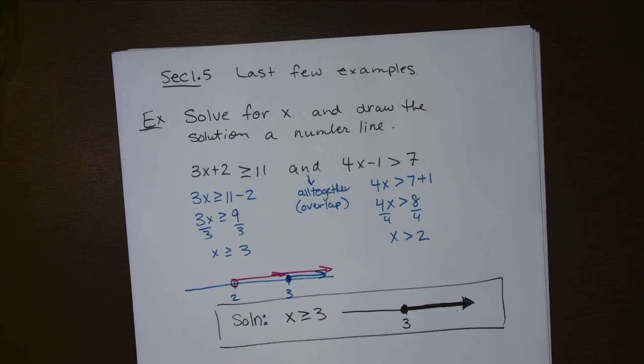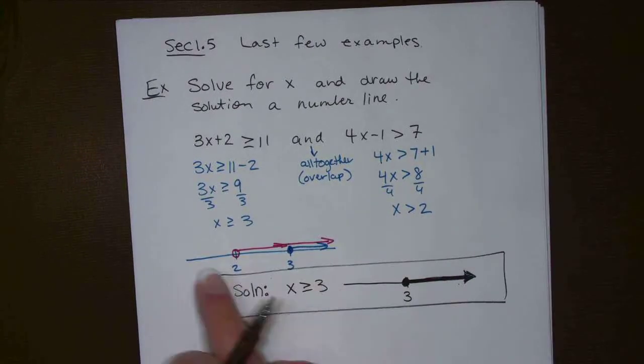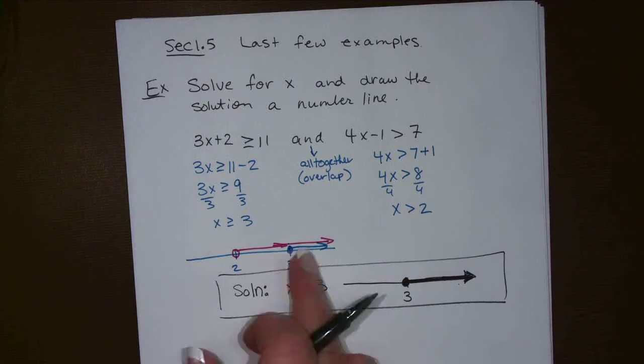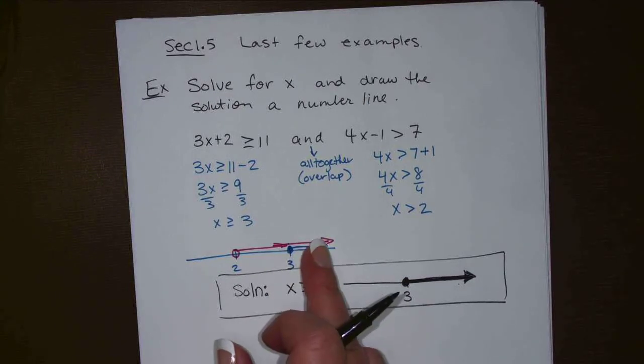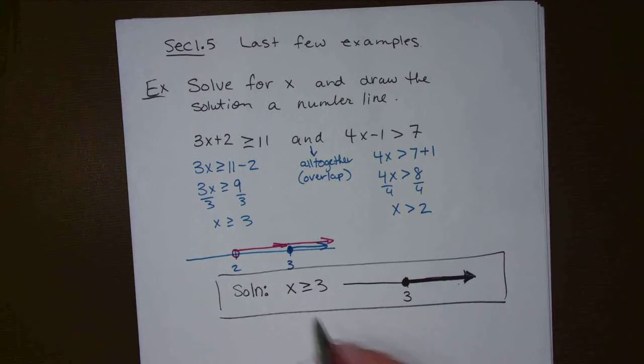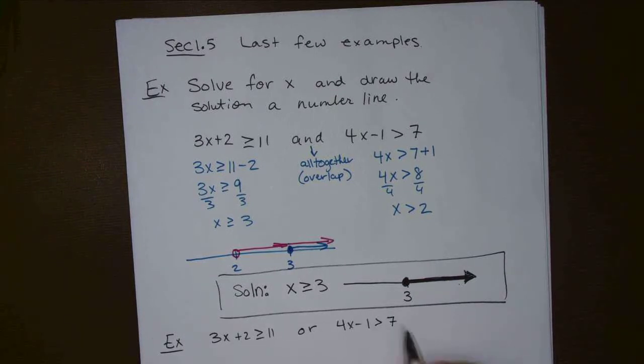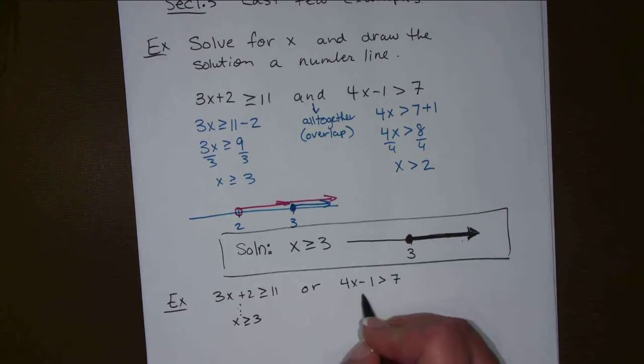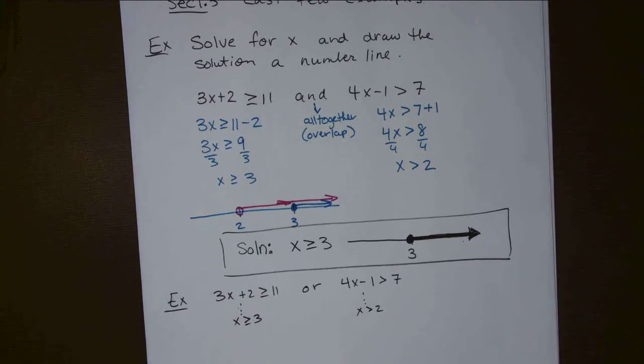Okay, now what if it were "or"? So everything's the same up to this point, when we look at the solutions and determine what to write as the answer. So if the question were the same, but there was an "or" in between, you would still solve it the same and get x is greater than or equal to 3, and here it would be x is greater than 2. You still draw the same number line.